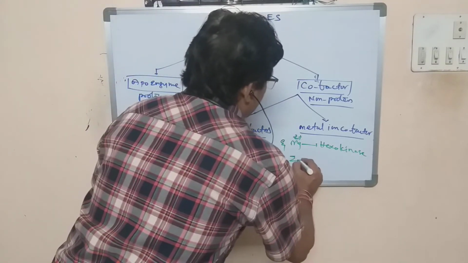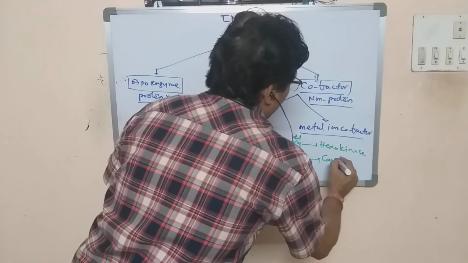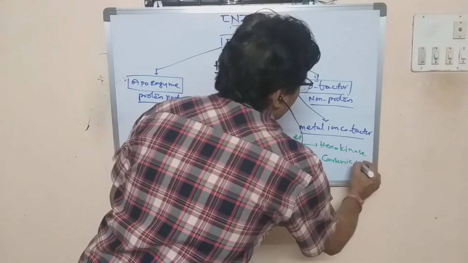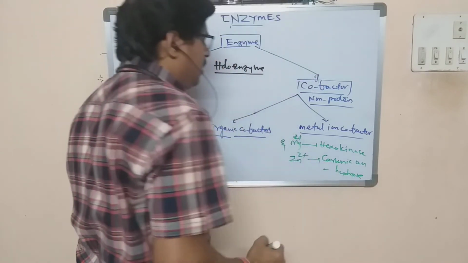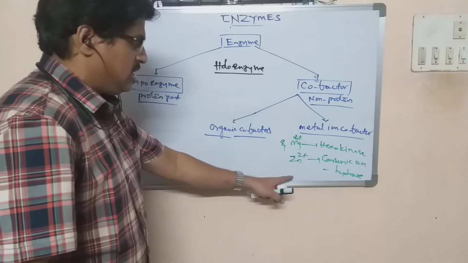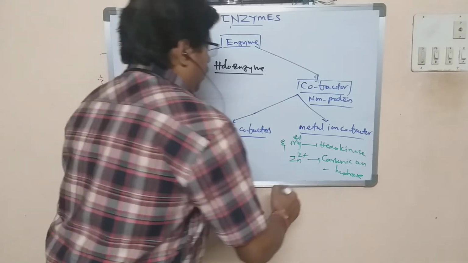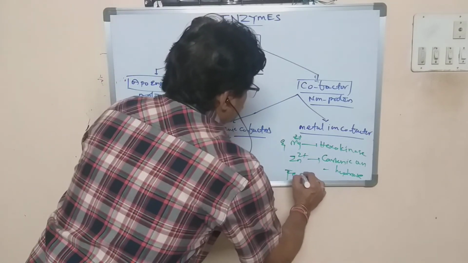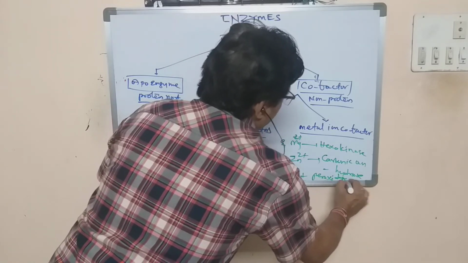Like zinc, Zn plus 2, in the case of the enzyme carbonic anhydrase. In this carbonic anhydrase, the zinc metal ion cofactor Zn plus 2 is there. That means zinc is compulsorily present in carbonic anhydrase as a metal ion cofactor. And you will find that iron, Fe plus, is there in the case of peroxidases.